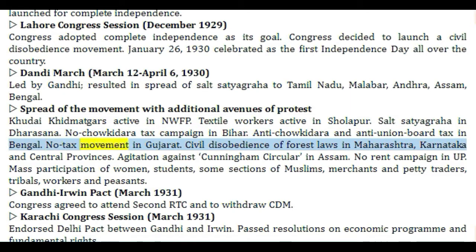No tax movement in Gujarat. Civil disobedience of forest laws in Maharashtra, Karnataka and Central Provinces. Agitation against Cunningham Circular in Assam. No rent campaign in UP. Mass participation of women, students, some sections of Muslims, merchants and petty traders, Tiyas, workers and peasants.